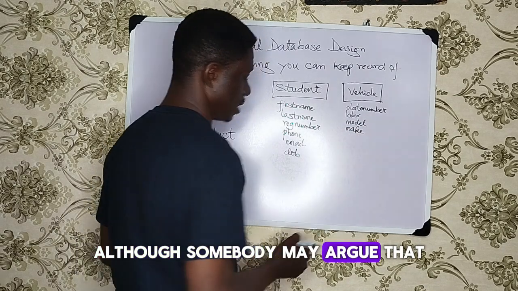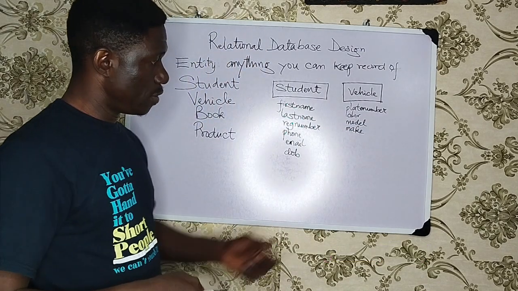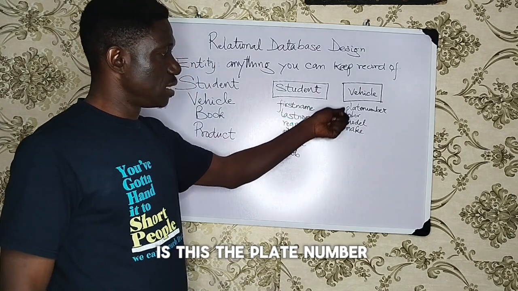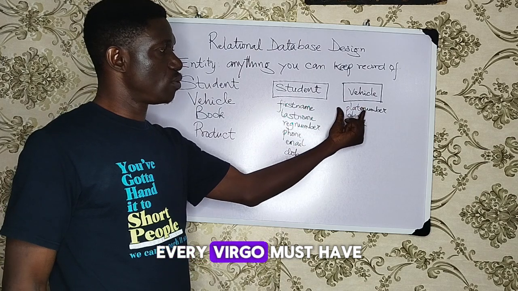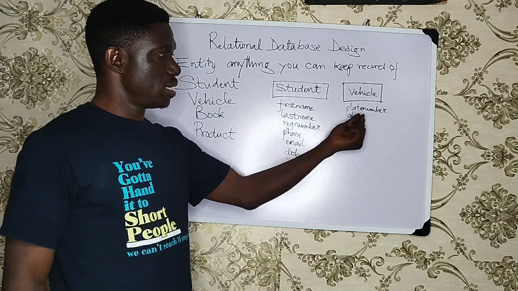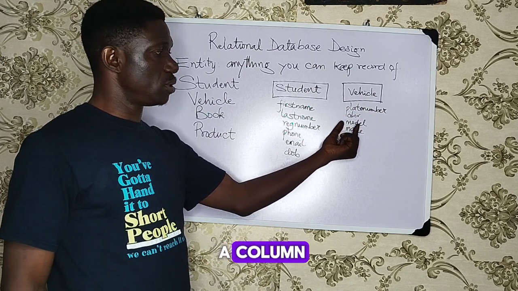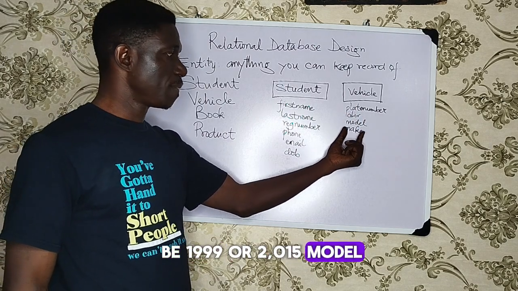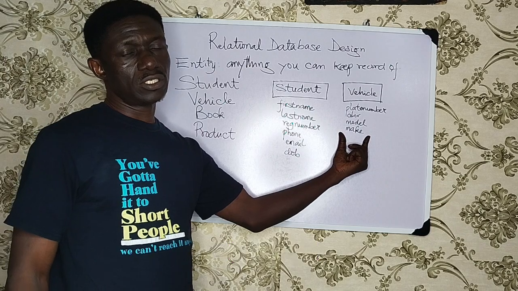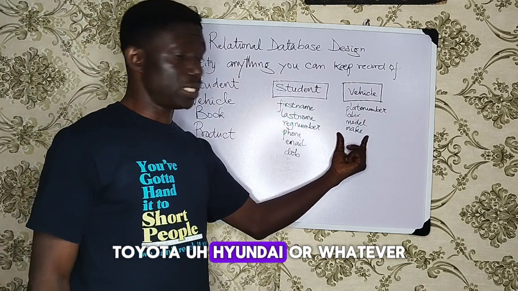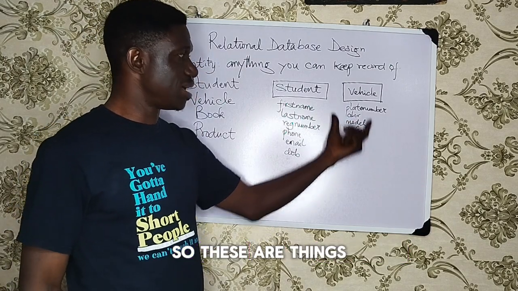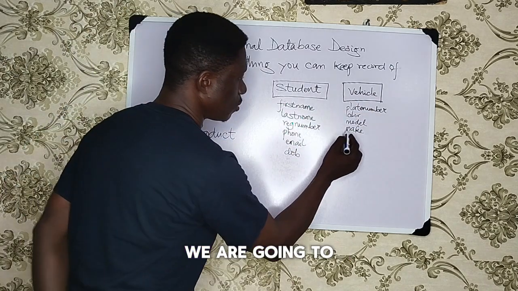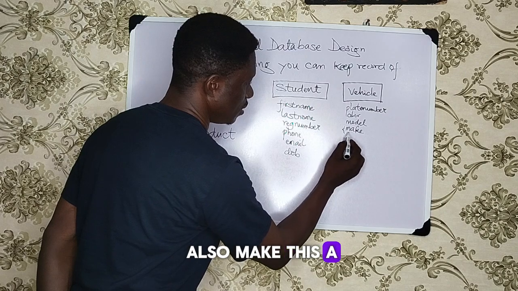although somebody may argue that we don't need to put make there, but make is going to be a different entity. So what we mean is this: a plate number, every vehicle must have a number. It must maintain a color. Is it going to be 1999 or 2015 model? Is it going to be Mercedes, Toyota, Hyundai, or whatever? So these are things we are going to use to describe it, but subsequently we are going to make this a different entity.